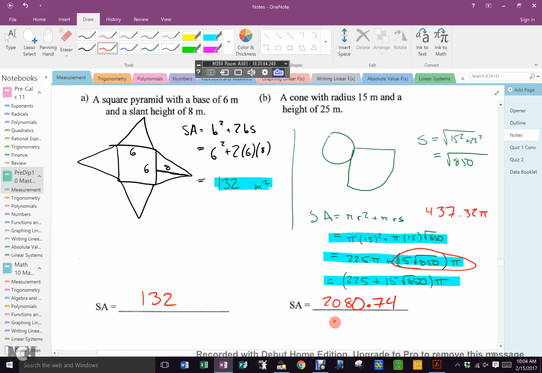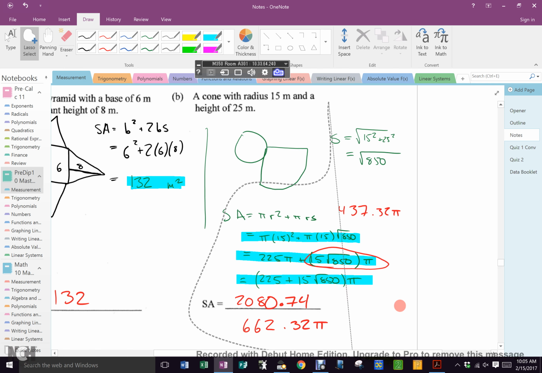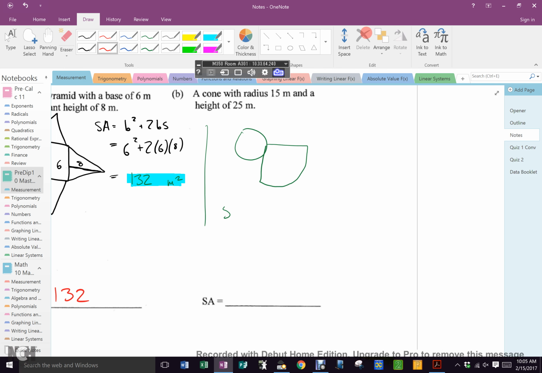You could also have had 662.32 pi. You could have had any of those. That is all the possible answers you could have had. If you don't have one of those answers, you need to ask me right now how to do that question. All right. Is everybody okay with the net? Not that you need it, but there it is. I will get to that right now.